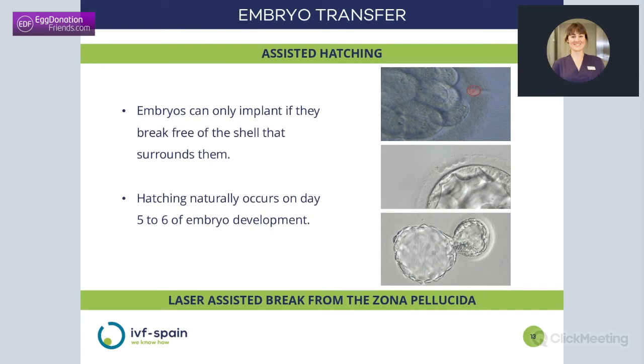They can only implant when they have broken this shell, and this happens at the blastocyst stage around day 5 or day 6 of embryo development. So when we transfer an embryo on day 2, on day 3, on day 4, the embryo will be in the uterus waiting, growing, until finally it reaches this point when it comes out and it can implant.